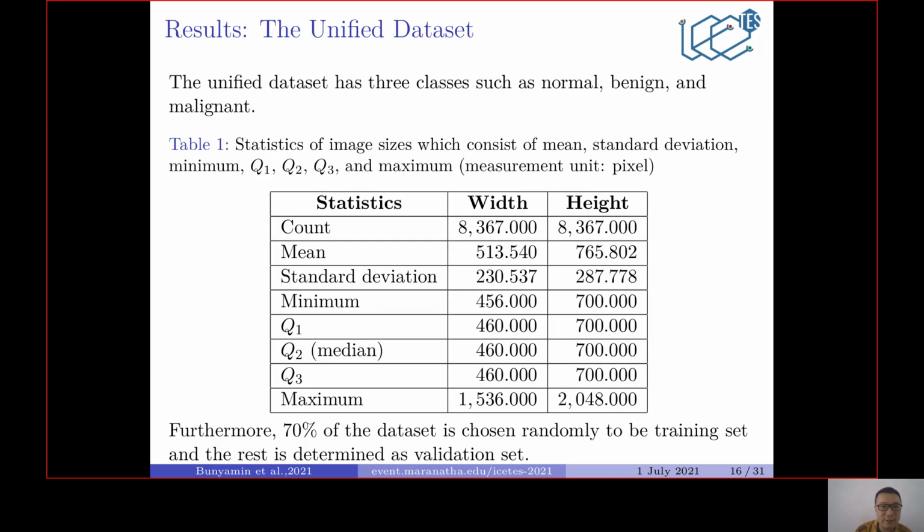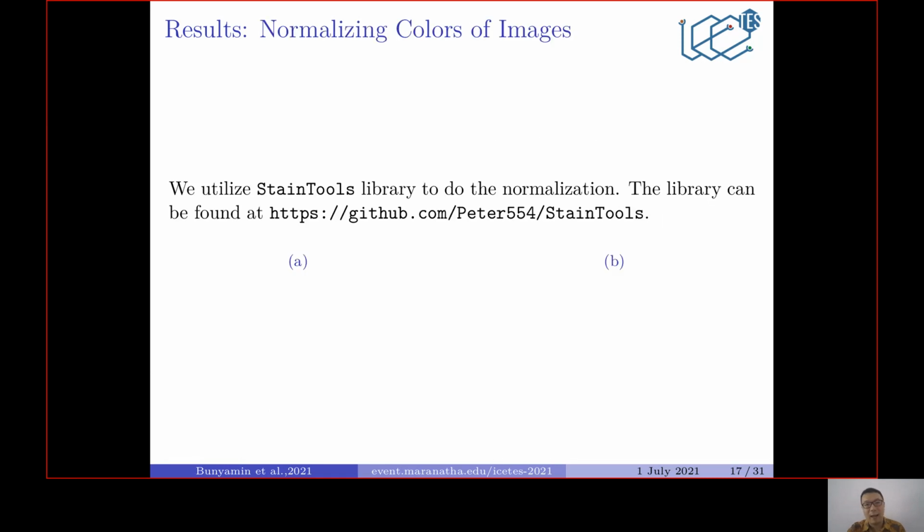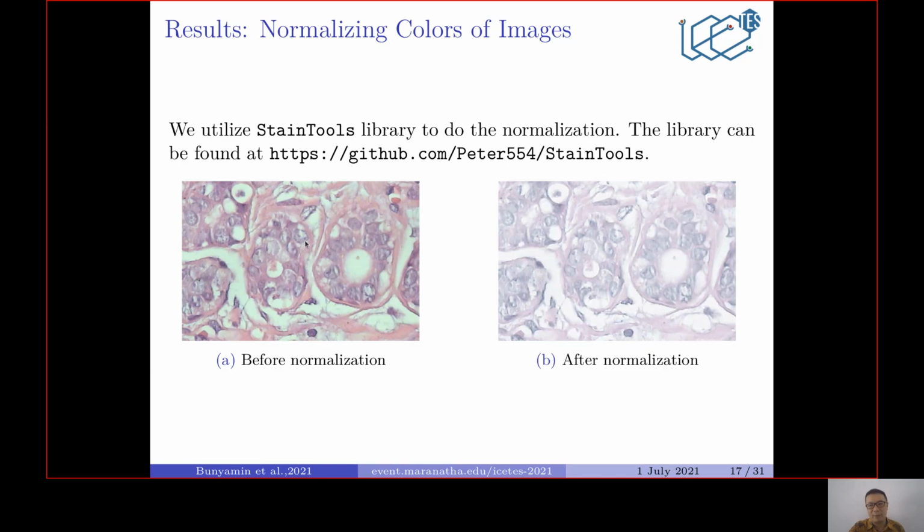This is the statistic of our dataset. We have around 8,000 images. This is the mean of the width and the mean of the height. We employ 70% of the dataset to be our training set, and the rest will become the validation set. And to do the normalization, we employ this library, stain tools. Before normalization and after, as you can see, it's brighter after we normalize.